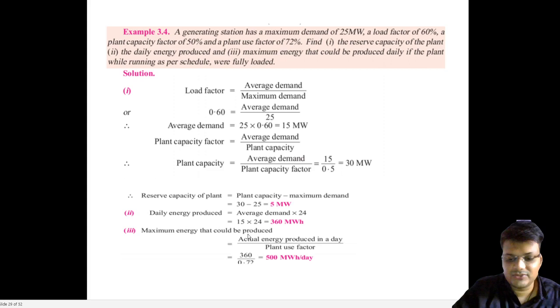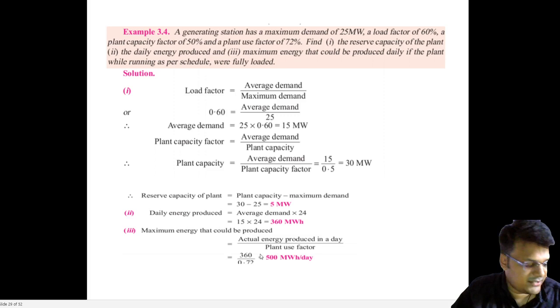So we have to calculate maximum energy produced daily. We have been given a plant use factor and actual energy produced in a day. So by dividing this, we will get the correct answer. Here, the actual energy produced in the day, we have calculated, is 360 megawatt hour, divided by the plant use factor 0.72. So it's 500 megawatt hour per day. If we want to calculate in kilowatt hour, we will simply multiply by 10 to the power 3. So we will get the correct answer.